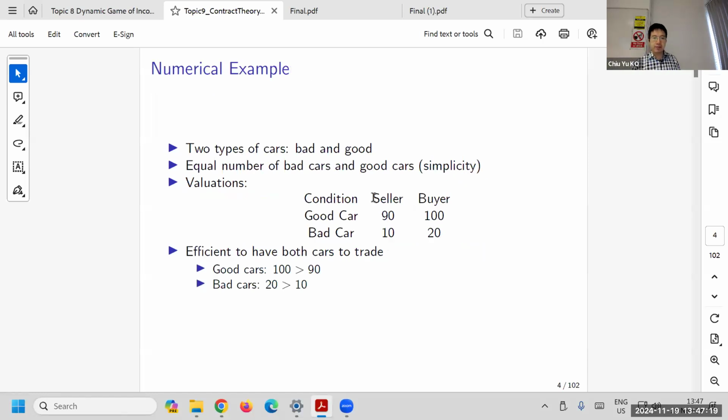So let's look at the example, and I think this example is in the paper. I just follow the paper as closely as possible. Here they mention two types of car, good car and bad car, clearly separated. Good car: the seller values it at 90, the buyer at 100. Bad car: the seller thinks 10, the buyer 20. If I know which is the good car and which is the bad car, then the model is solved, and the good car is sold and the bad car is also sold. There's no problem. If I know who has a bad car and who has a good car, they can be sold, no problem.